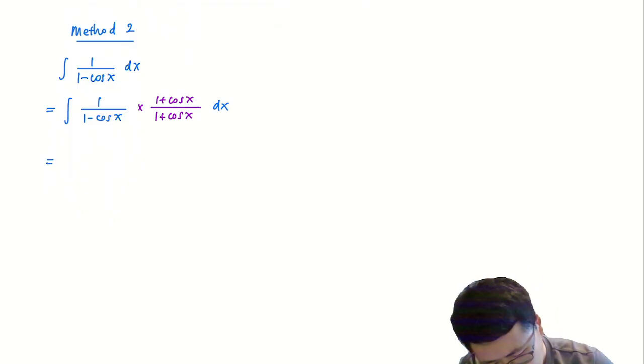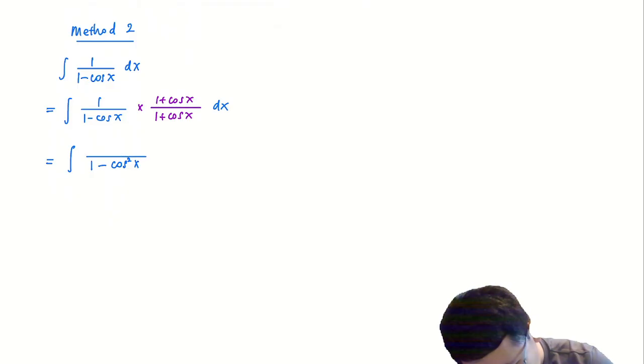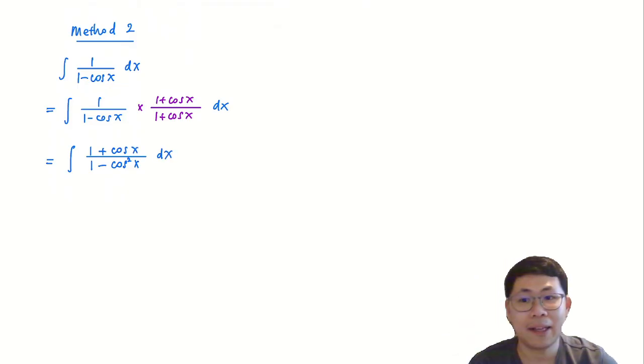With this, we can actually see that at the bottom, a square minus b square will give us 1 minus cosine square x. And on top, it will get 1 plus cos x, like we multiplied earlier.